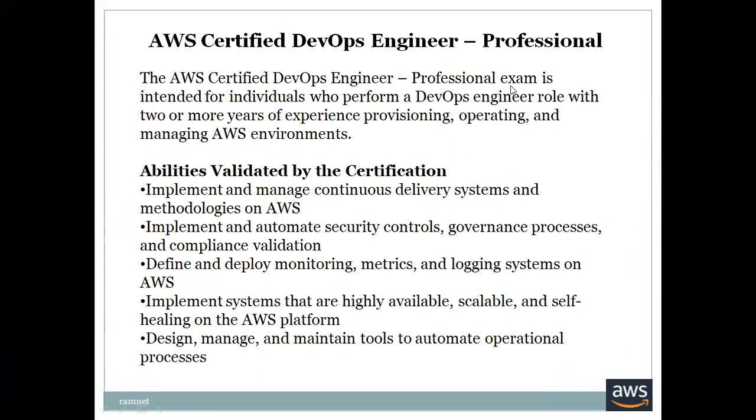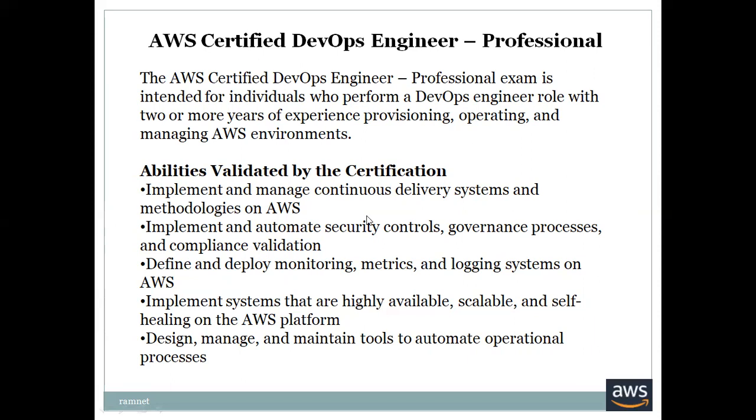Next one, DevOps Engineer Professional. In the professional side, we see only 2 certifications. The first is the Solution Architect Professional. The second one is the DevOps Engineer Professional. The DevOps Engineer Professional exam is intended for individuals who perform a DevOps engineer role with 2 or more years of experience in provisioning, operating, and managing AWS environments.